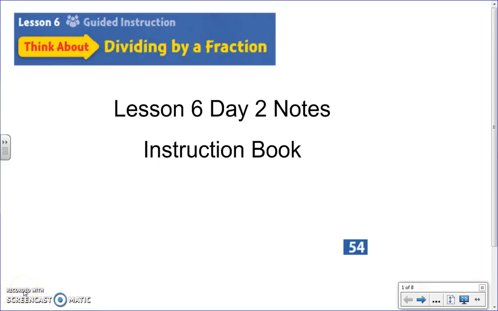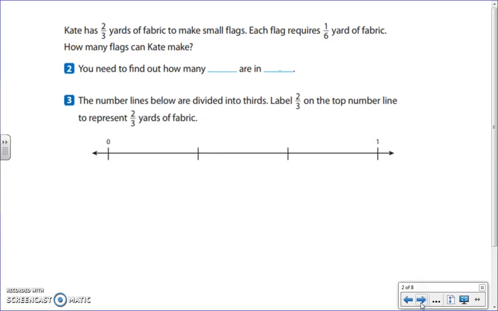Alright, this is Mr. Gillum, and today we're looking at Lesson 6, Day 2 notes in your instruction book on page 54, and we're continuing to talk about dividing by a fraction. The example we're going to look at today says that Kate has 2/3 yards of fabric to make small flags. Each flag requires 1/6 of a yard of fabric. How many flags can Kate make?